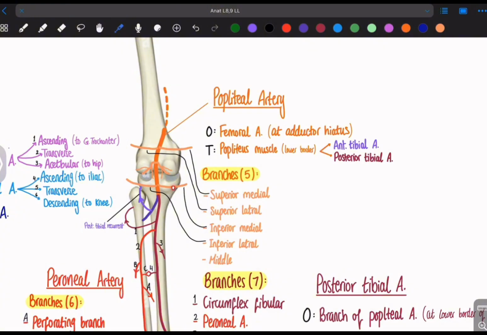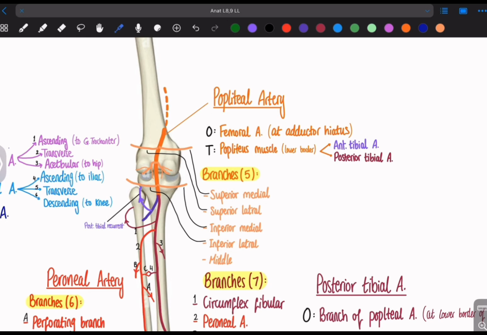Then we have inferior medial, inferior lateral. That's 4 branches. One more branch left, which is the middle branch, because it's in the middle here and it supplies the knee joint. So these are the 5 branches from the popliteal artery.